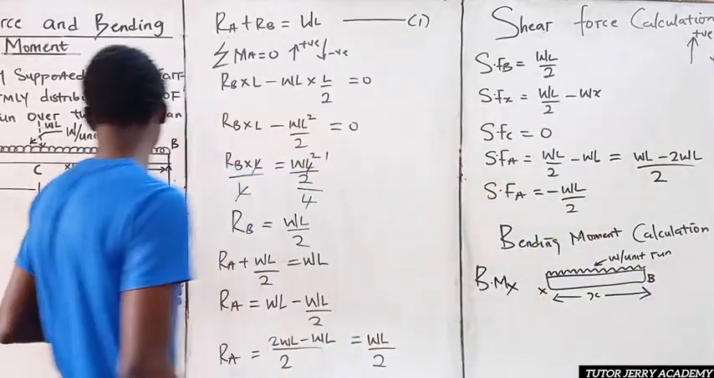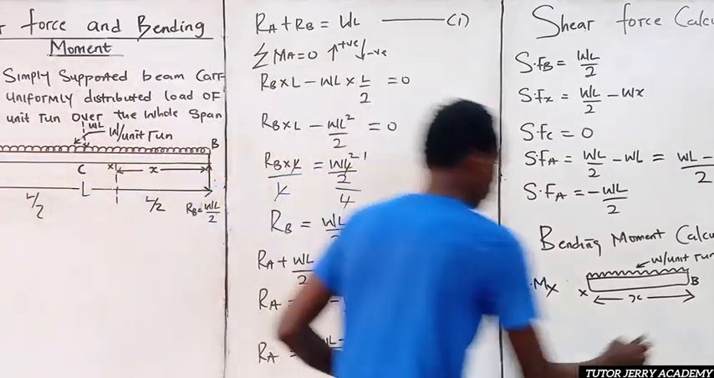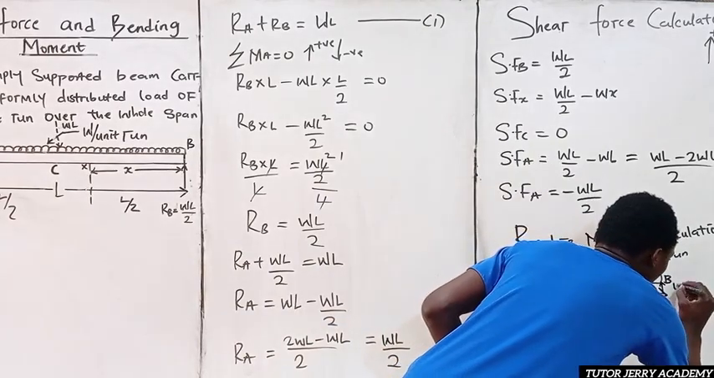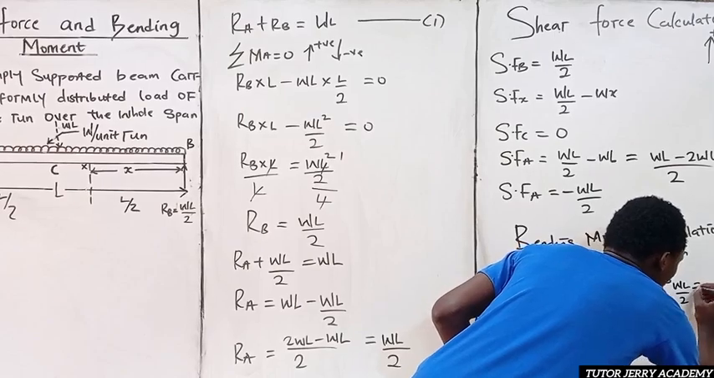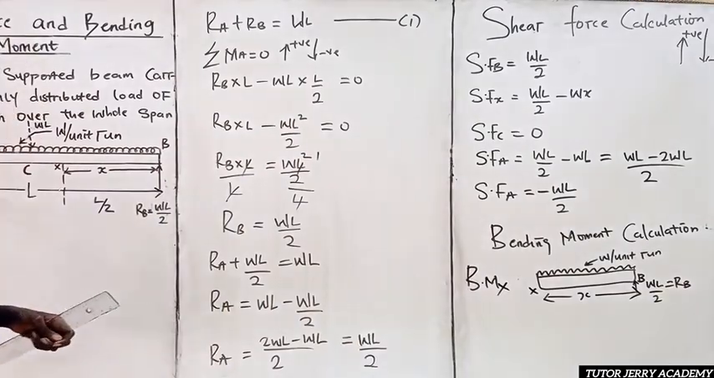What do we have again? We have our reaction at this point to be nothing but WL all over 2. This is equal to the reaction at B. Now, we want to find the bending moment.